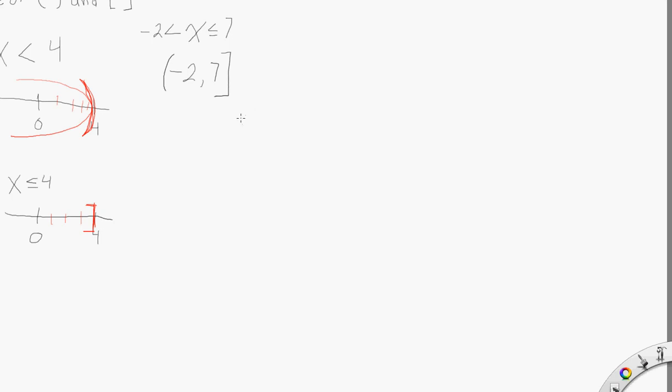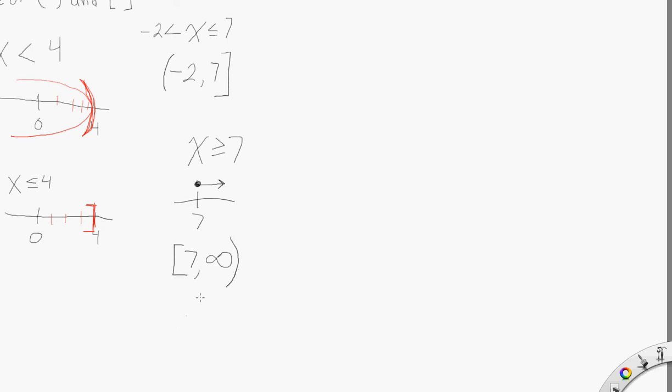What else? x greater than or equal to 7. There's 7. So this would be like this. And in interval notation, it would be 7 all the way to infinity. Now let's look at infinity. Infinity always gets a parenthesis. Likewise, so does negative infinity.